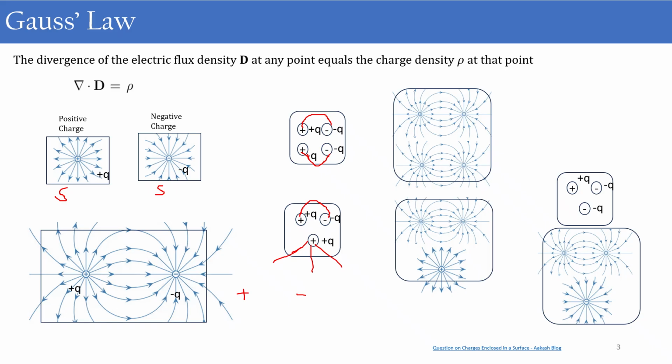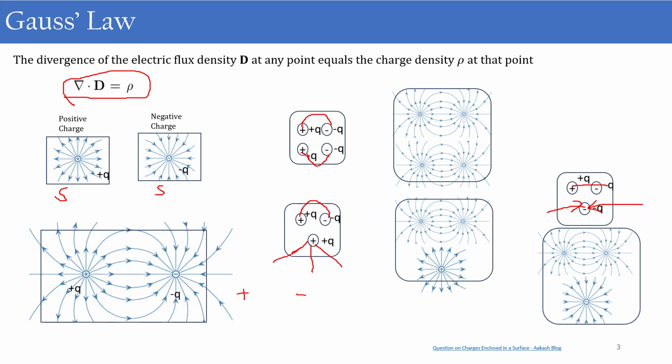Similarly, if you consider this scenario, one positive charge and two negative charges, we can see that the field from this plus q will be ending on this minus q, and the field from another plus q will be going towards this minus q. So in this case, we can see that there is a total field coming towards this closed surface. That means that if we have a total charge as negative, the divergence will be negative. That is the indication of this equation.